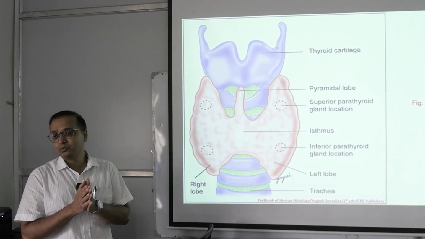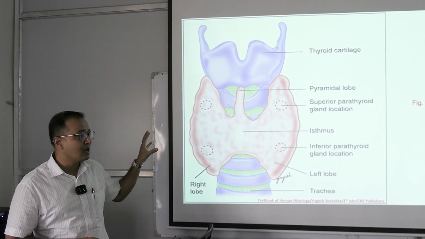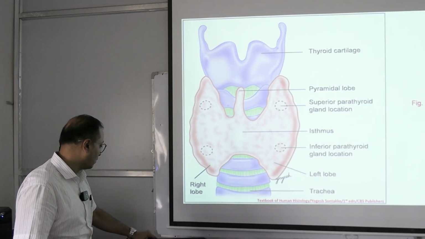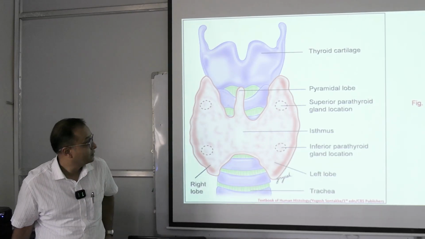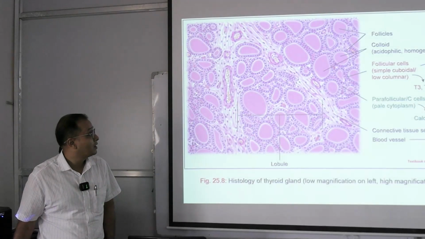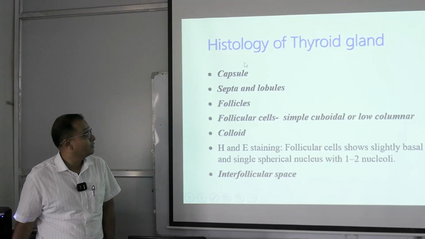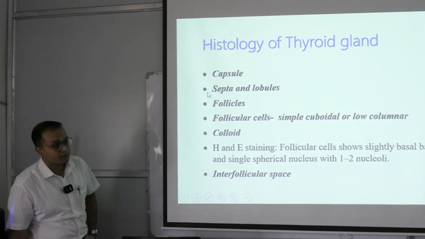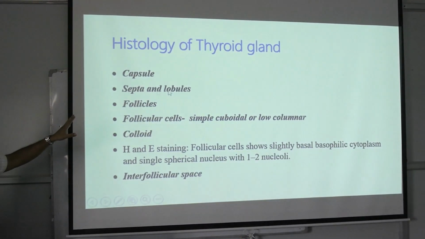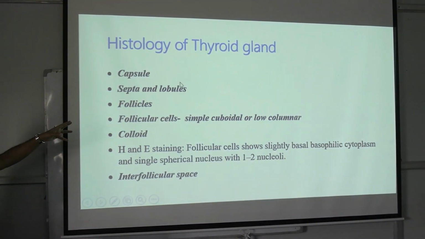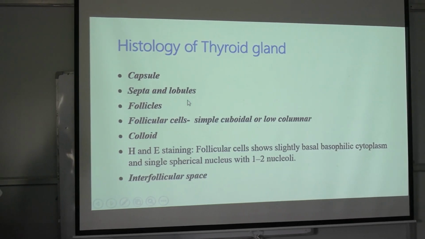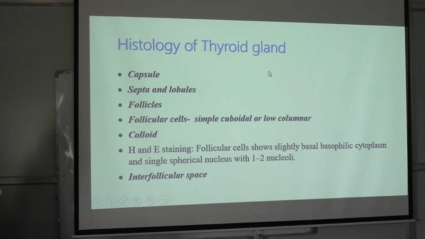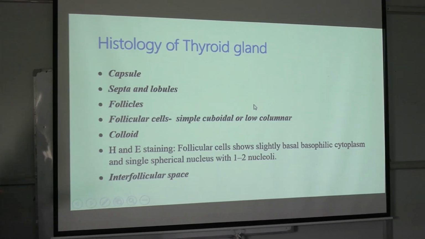Inside the lobules, the tissue we call parenchyma. This parenchyma is occupied by nodules or colloids or colloidal cells. So this gland has a capsule which splits into septa, and these septa split the gland into small lobes and lobules. Inside these lobules, in the parenchyma, we find circular round bodies we call follicles. They are circular or oval shaped, looking like a well.